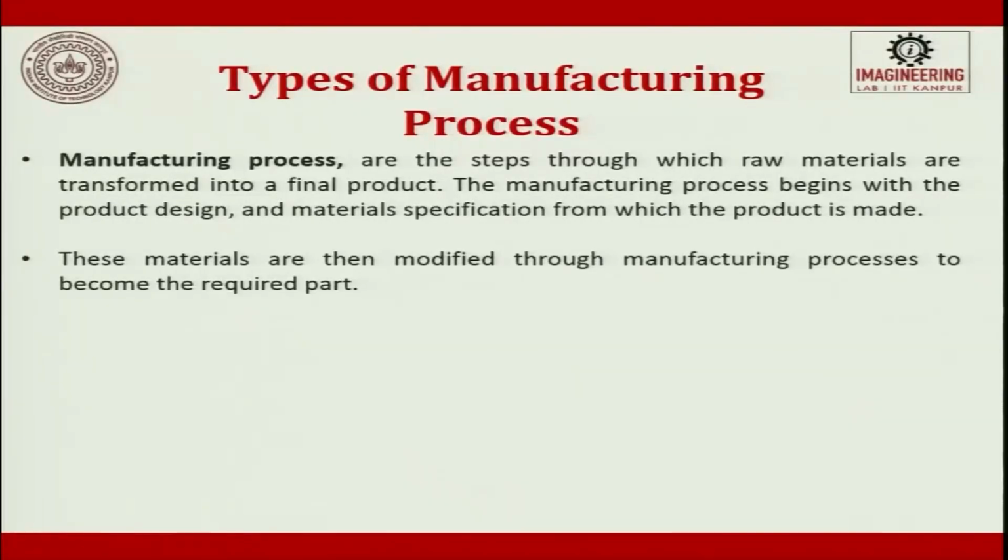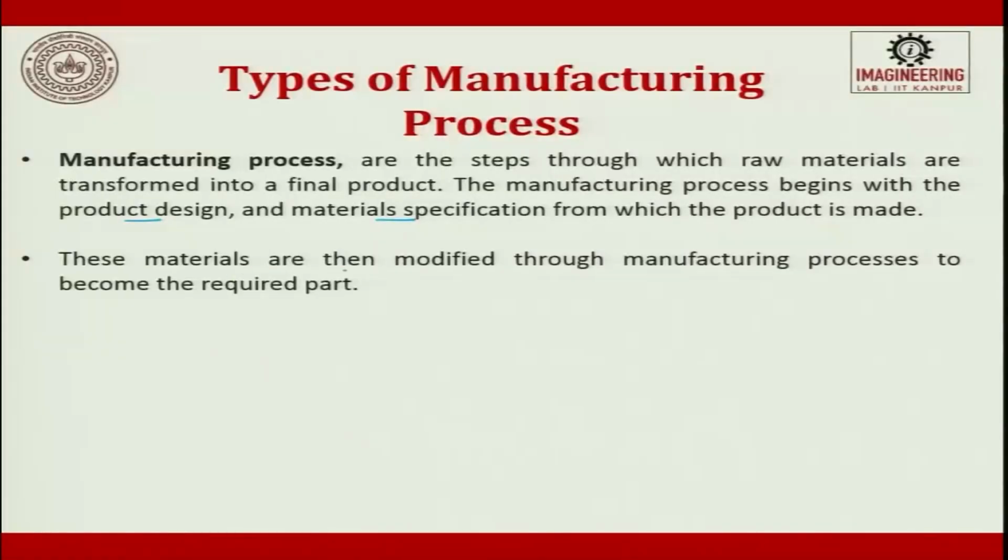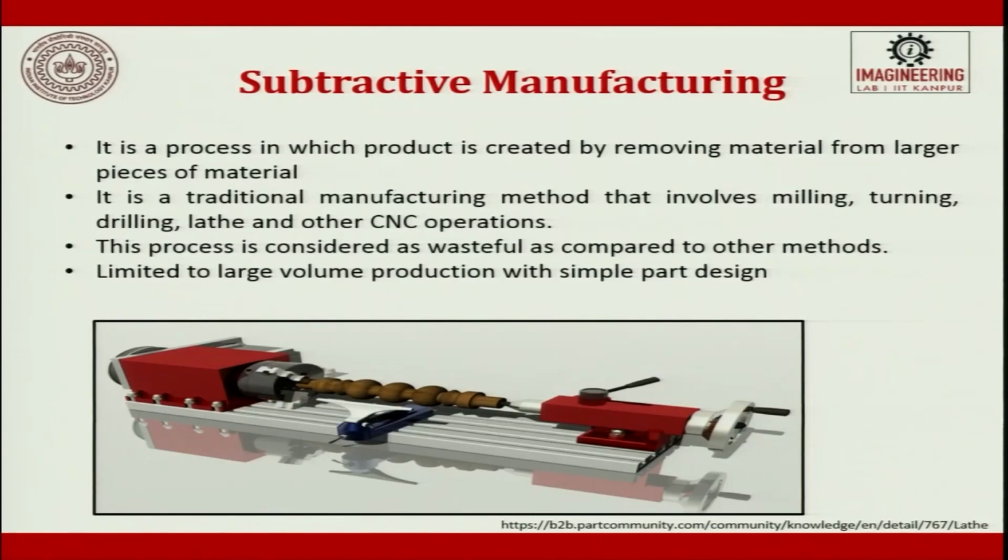So, when we talk about manufacturing process, manufacturing processes are the steps through which raw material is transformed into a final product. The manufacturing process begins with a product design, and material specification from which the product is made. Manufacturing also uses minimum man, material and machine, such that a lot of value addition happens in each process to meet customer requirements. These materials are then modified through the manufacturing process to become a required part. So, in manufacturing you have several verticals.